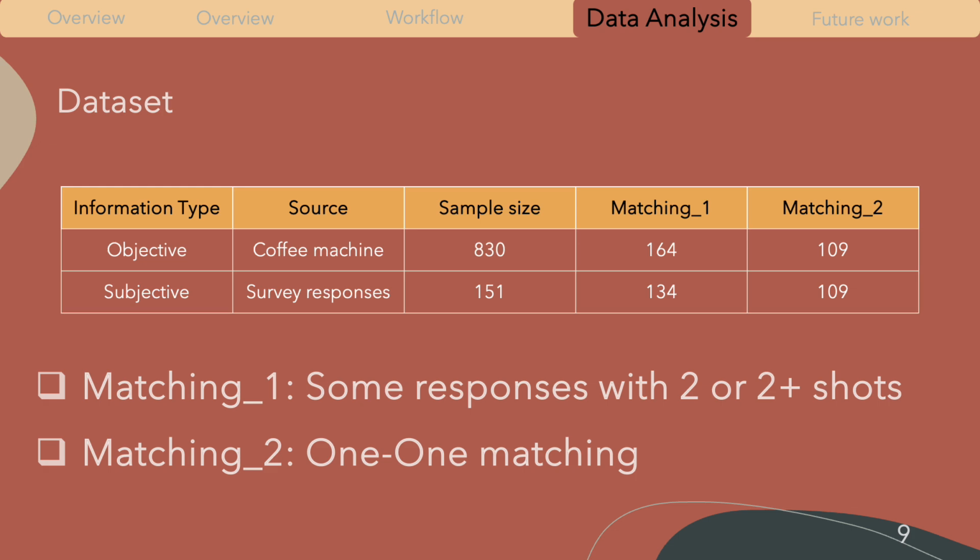164 shots correspond to 134 responses. This is because some responses have two or two plus shots. And we did a second matching to see which single shots correspond to which single responses. And we got 109 shots and 109 responses matching one to one.